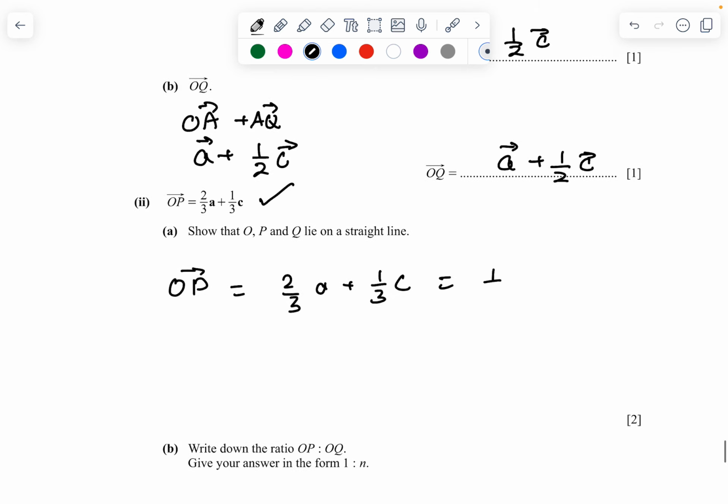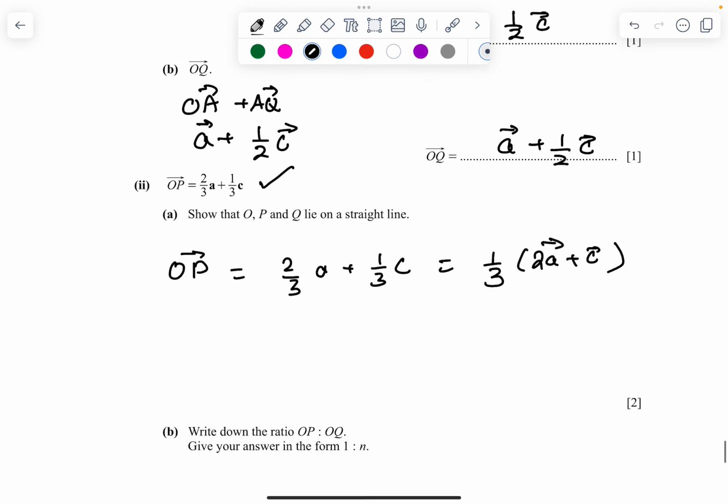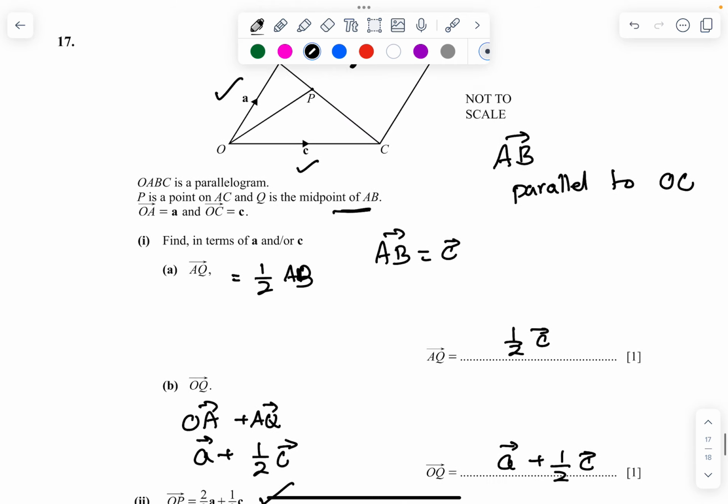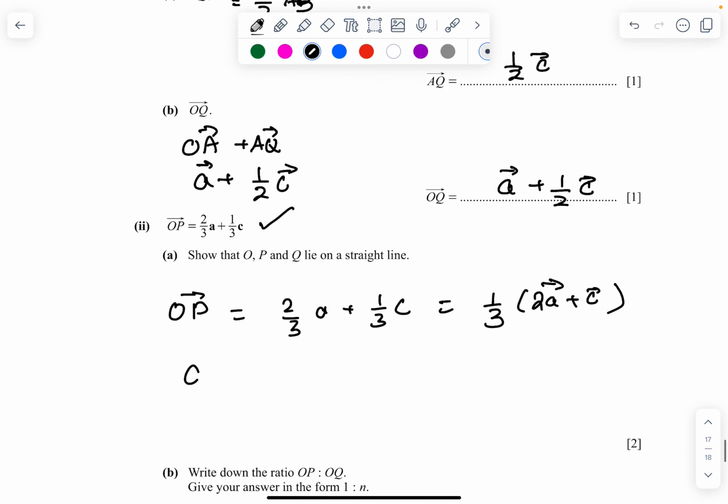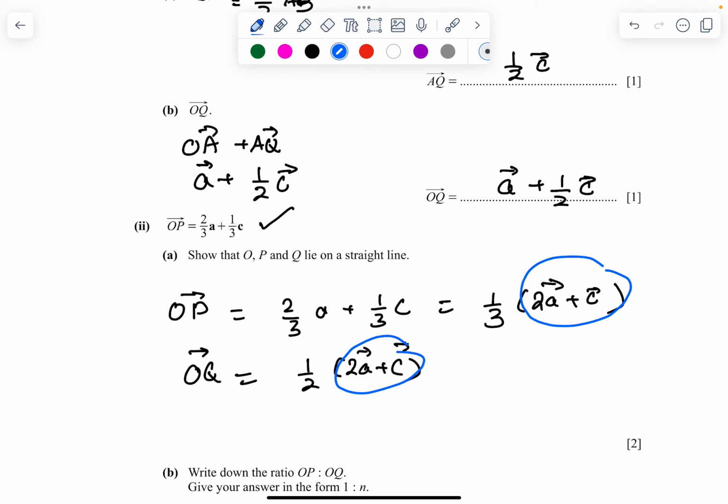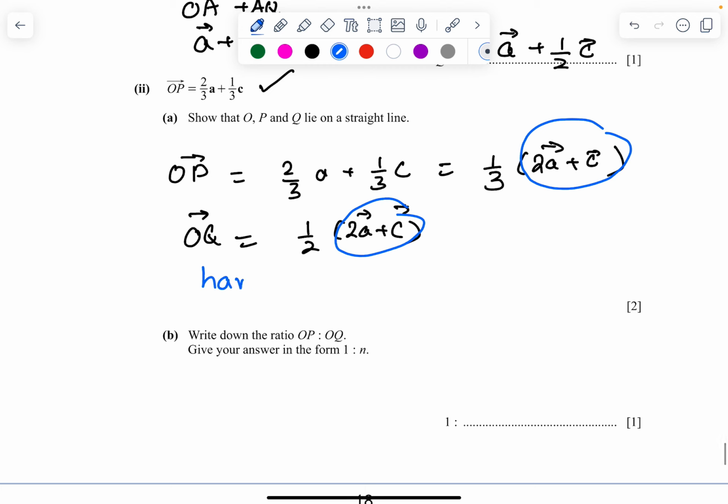So I can take 1 by 3 common. It becomes 2A plus C. OP is 1 upon 3 times 2A plus C. Then OQ. What was the OQ? OQ, if I take 1 upon 2 common, is 1 upon 2 times 2A plus C. So OP and OQ are common multiples of 2A plus C. Therefore, they have the same base vector, and so they lie on a straight line.